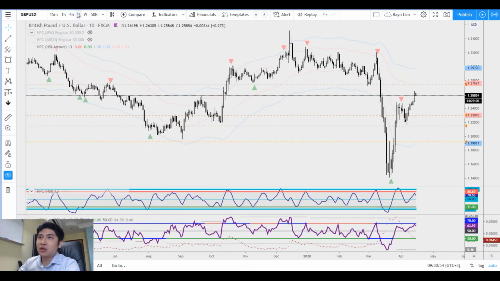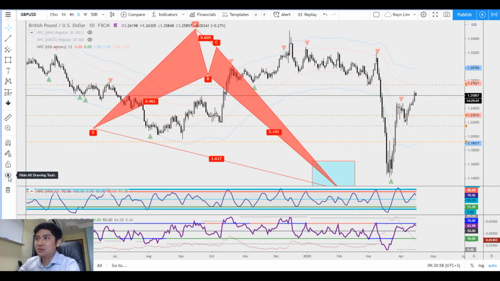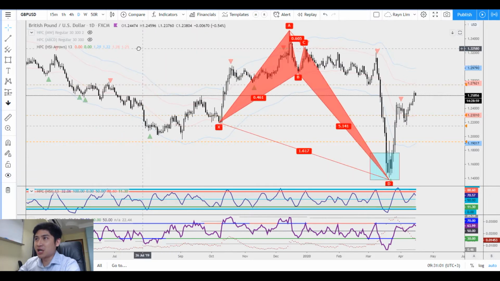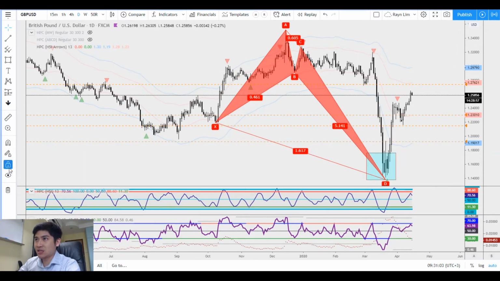Back to the daily, and let me share with you my analysis. My analysis on the daily chart, there's this bullish curve pattern. That's why we engaged the trade. Huge profits.